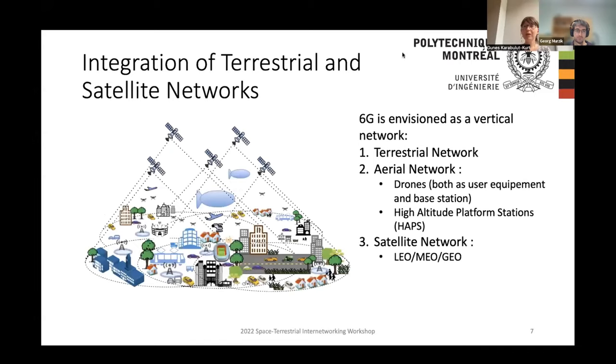And this potential simply emerges from the integration of the terrestrial and satellite networks. So as the terrestrial networks evolve, they also encompass different components to accommodate the necessities of satellite networks. And it's not only satellite networks. The sixth generation is envisioned as a vertical network that's composed clearly of the satellite terrestrial network, first of all, and then the aerial network that includes aerial vehicles like drones, and also high-altitude platform stations, and also multiple layers of satellites, including low Earth orbit, medium Earth orbit, or geosynchronous Earth orbit satellites.